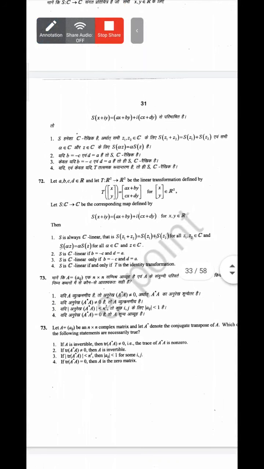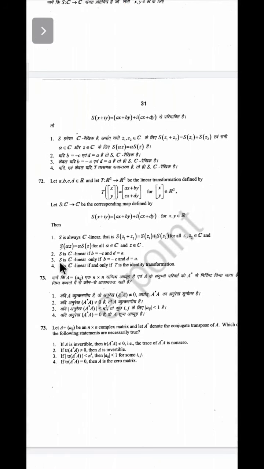What is the 73? This is the one. T of x y equal to x plus b, and T of c equal to x plus. This seems to be quite simple. S is always C linear, that is S of z1 plus z2 equal to. Let us see. If I take S of z1 plus z2, that is x1 x2, so that will be e times x1 and y1. No, that won't be.